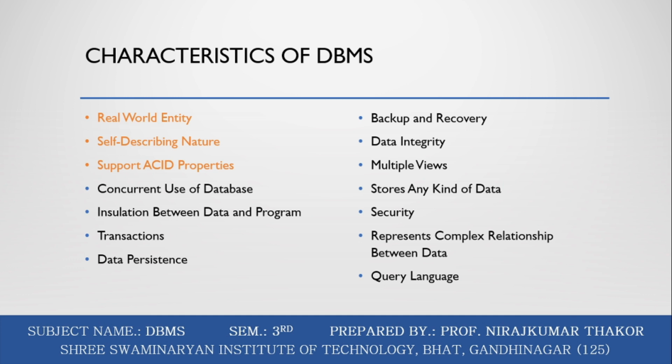Okay. Now the next one is concurrent use of the database. There are many chances that many users will be accessing the data at the same time. They may require altering the database system concurrently. At that time, the DBMS supports them to concurrently use the database without any problems. With the help of concurrency, the economy of the database system can be increased.